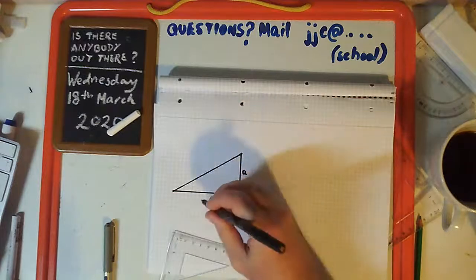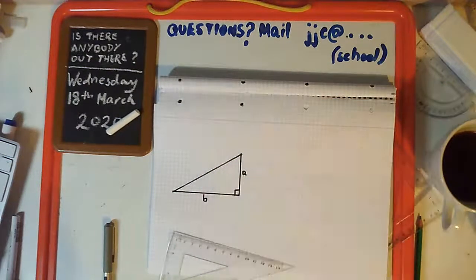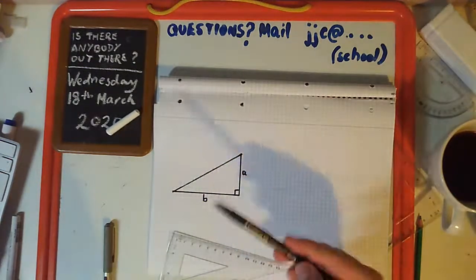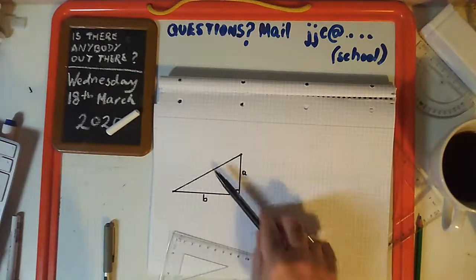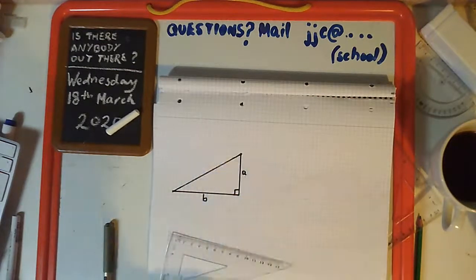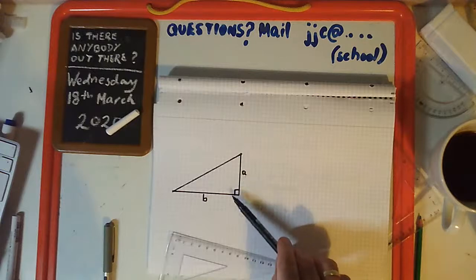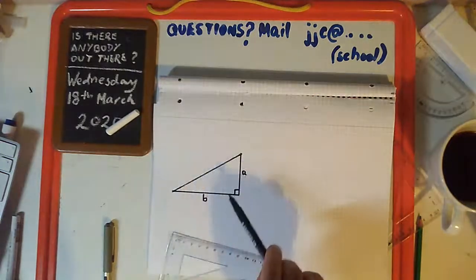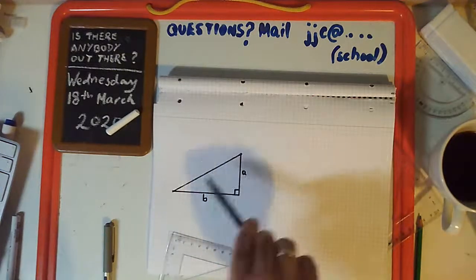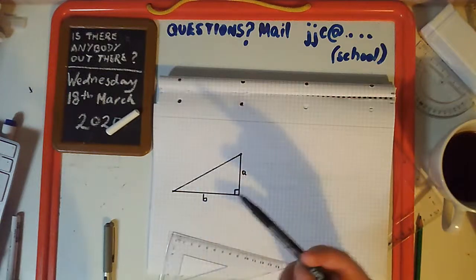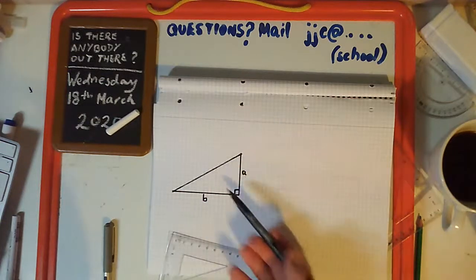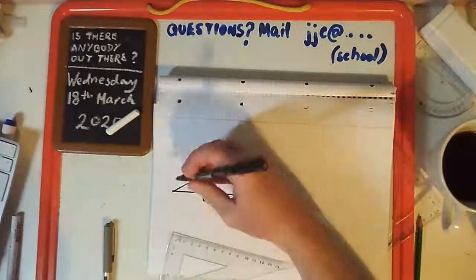So right angled triangles: 3 sides and a right angle, a 90-degree angle, and then the 2 shorter sides, I'm going to call them A and B, then the longest side. Now the longest side is always opposite the 90-degree angle, because the 90 degree is always going to be the biggest angle, since there are only 180 degrees in a whole triangle. So the longest side is always the one opposite the 90 degrees.